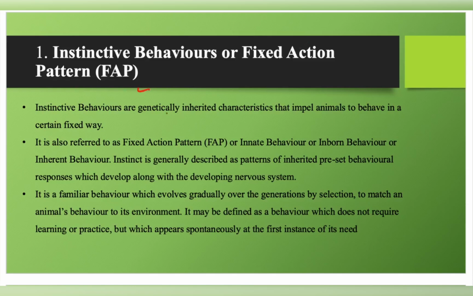Instinctive behaviors are genetically inherited. First of all, you need to understand this. They are genetically inherited characteristics that impel animals to behave in a certain fixed way. That means they are fixed in the DNA or the RNA, whatever the genetic material is. They are fixed in the genes of the animal, and these characteristics impel the animal to behave in a certain, fixed way, and that is why it is referred to as the fixed action pattern. Somewhere they are also written as innate behavior, inborn behavior or inherent behavior, because they are embedded in the genetic material of the animal.